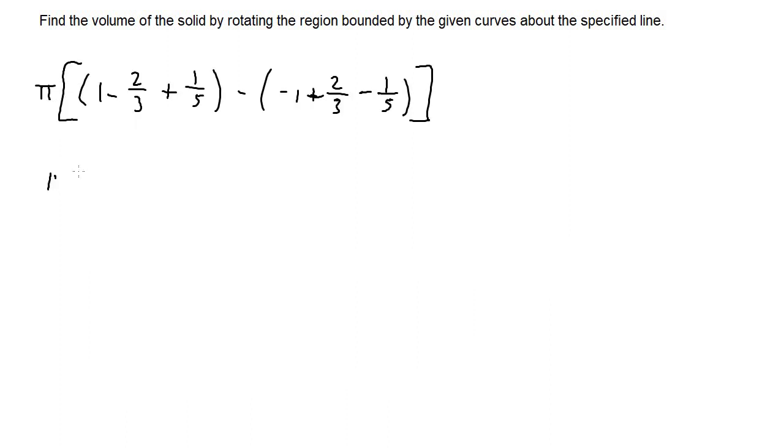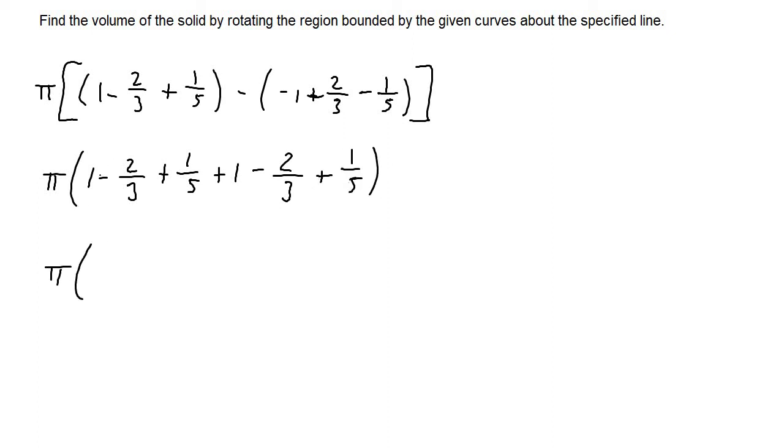Now if I simplify even further, we have pi times, I'm going to rewrite everything inside, so 1 minus 2/3 plus 1 over 5, and I'm going to distribute the negative into the parentheses. So we have plus 1 minus 2/3, and then positive 1 over 5. So we have pi times, now 1 plus 1 is going to be 2. We have -2/3 minus 2/3, which is minus 4/3. And then we have positive 1/5 plus another 1/5, that's plus 2 over 5.